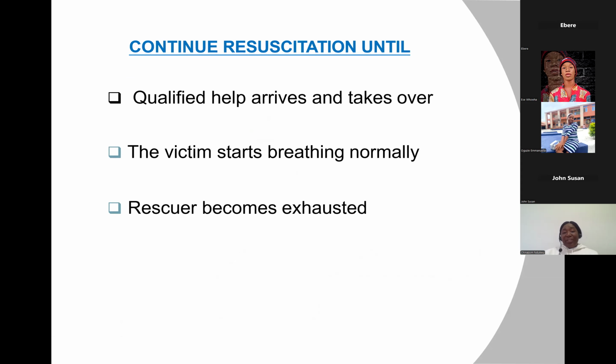So how long should you do the CPR? That is one of the questions people ask. Should I continue indefinitely? When should I stop doing this CPR? Like I mentioned, it is quite exhausting. So the first thing is you're going to continue doing this CPR until qualified help arrives and takes over from you. If you are in an environment where you can easily call an ambulance and give the ambulance your postcode, and the ambulance will come within a few minutes to take over from you, that means you're very lucky.